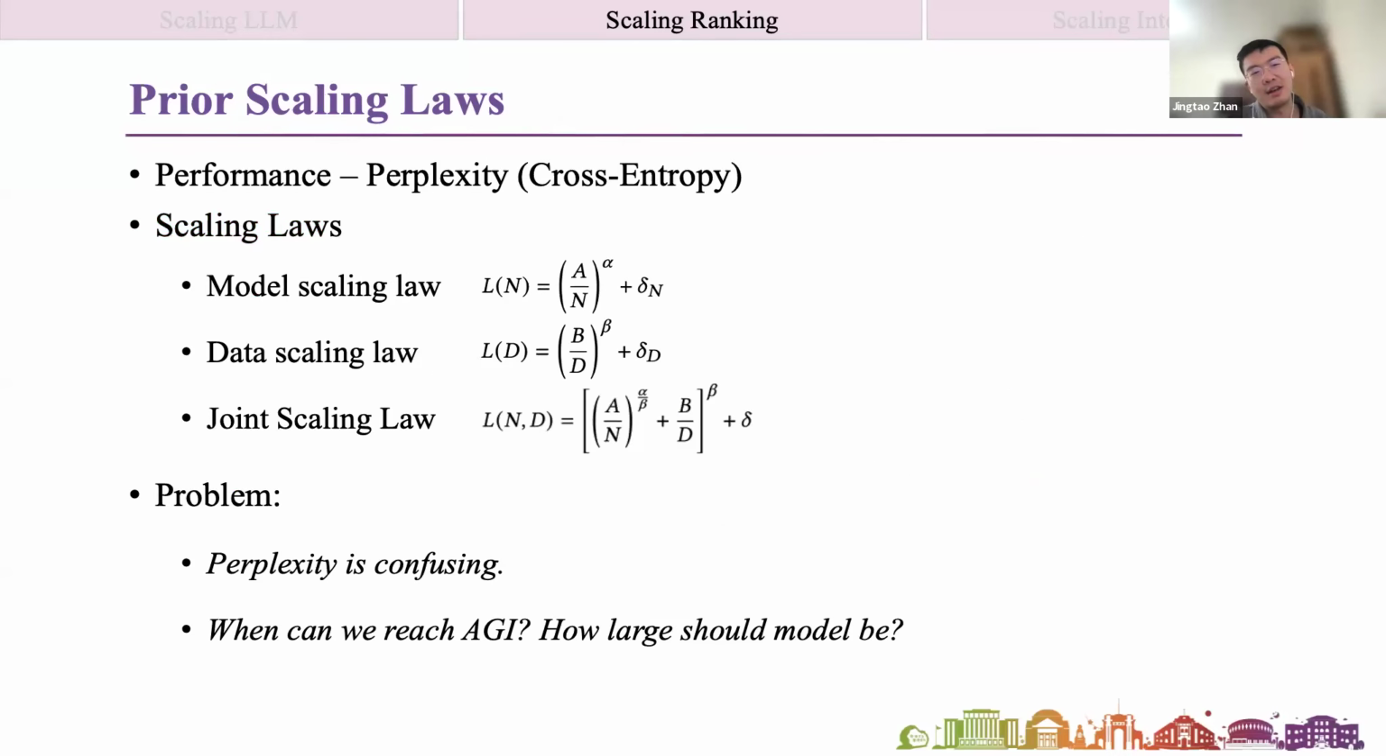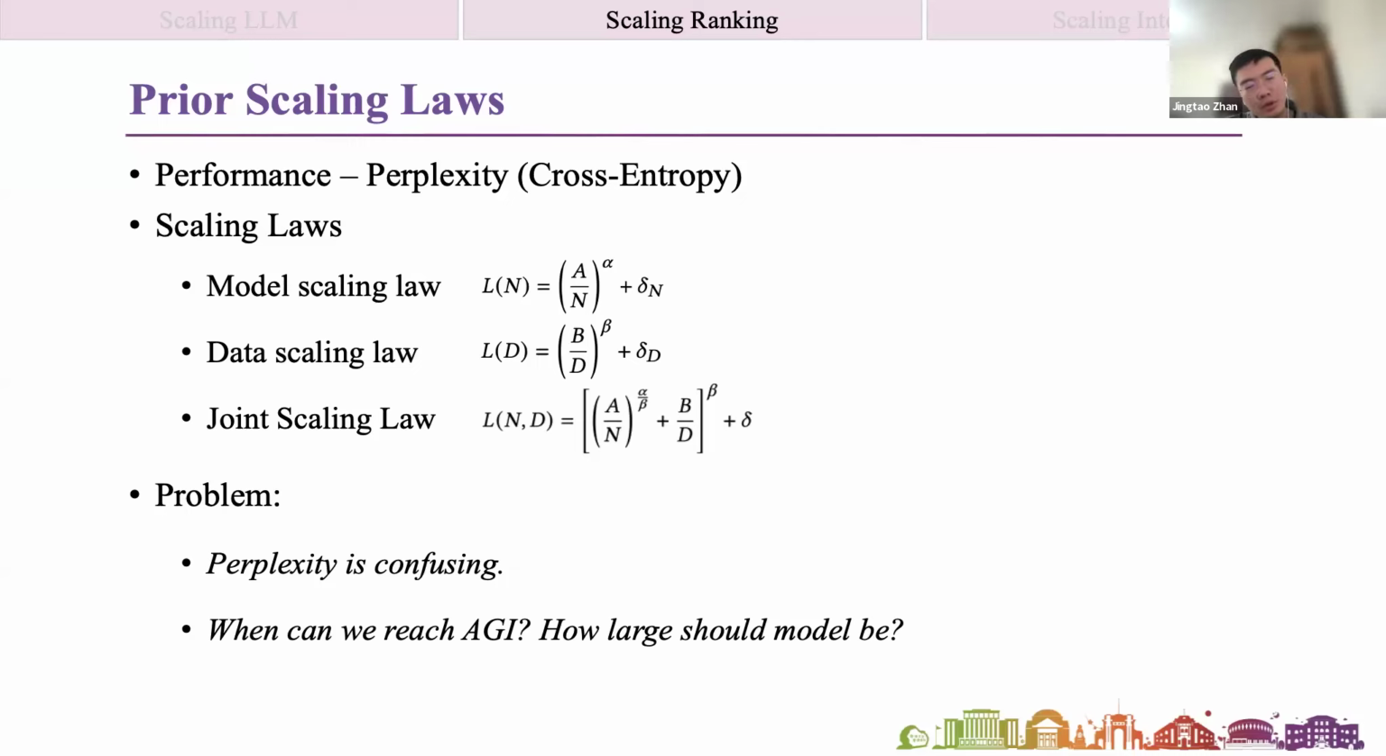Now we can have a quick summary of previous scaling law studies. We try to evaluate the performance as perplexity, which is also what we call cross entropy loss. And we can empirically find the effects of model size, data size, and their combinations. There we have good formulations and they fit the data very well.